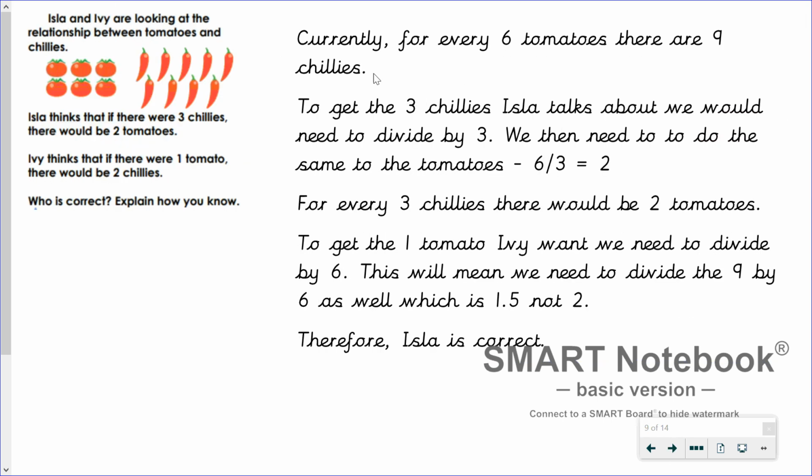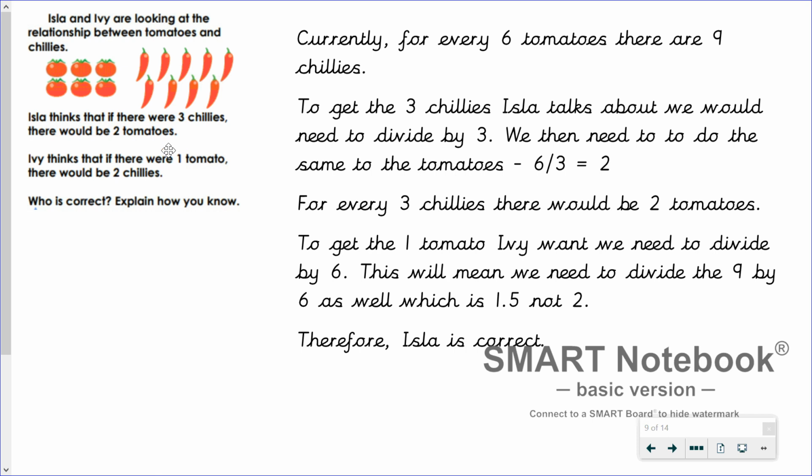Next one. Isla and Ivy are looking at the relationship between tomatoes and chilies. 9 here, 6 here. And they've each made statements that we need to test to see who's correct. So currently, for every 6 tomatoes, there are 9 chilies. Isla says, if there were 3 chilies, there'd be 2 tomatoes. So to get the 3 chilies she's talking about, we need to divide the 9 by 3, which means we need to do the same here. So we need to divide the 6 by 3 to give us 2. So for every 3 chilies, there'd be 2 tomatoes, which is exactly what Isla said.